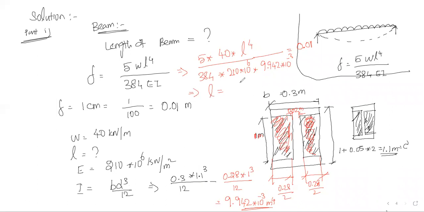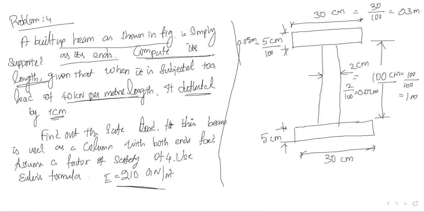So if I'm going to solve this, I can get the L value is equal to 14.15 meters. So this is the length. Okay. So now we got the value of L is equal to 14.15 meter. Okay. If the same beam, the second question, find out the safe load, if the beam is used as a column with both ends fixed, assume factor of safety is equal to 4.